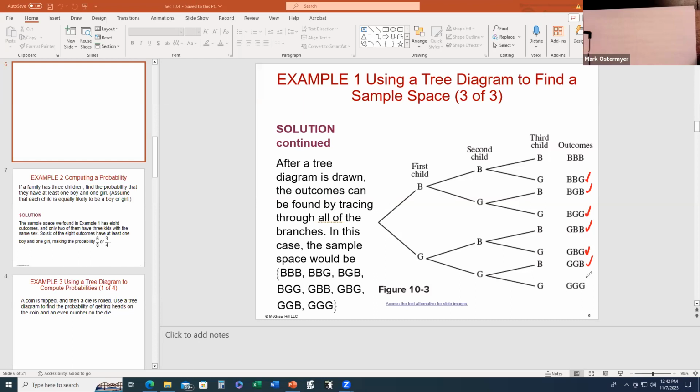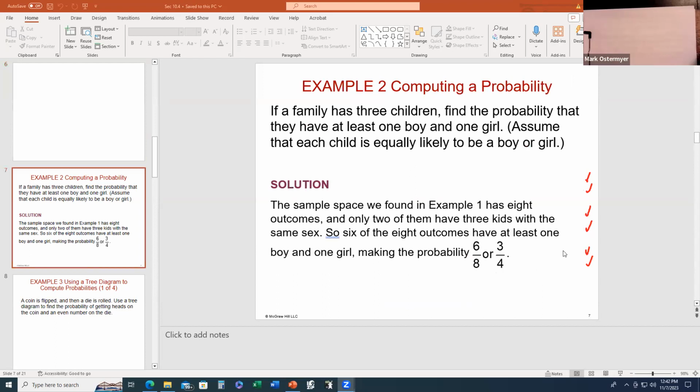So we can see that there's 6 out of the 8 outcomes that render at least one boy and at least one girl. So the probability of when we have 3 children of having at least one boy and at least one girl would be 6/8, or 3/4, 0.75, or 75%. There you go.